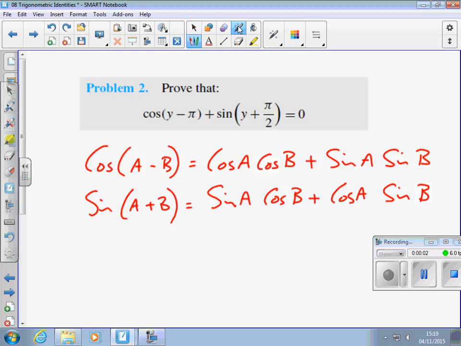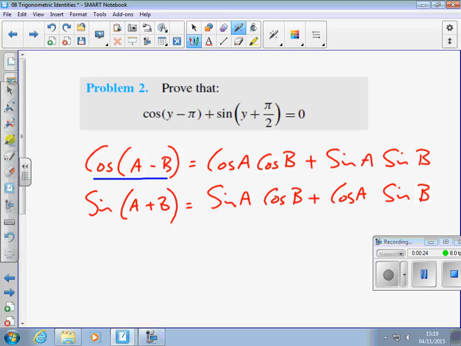So we're going to prove that all of this equals 0. You focus on the left-hand side and hope that eventually it comes out to be 0, and then we prove that this is true. We only focus on one side, and obviously in this case it's going to be the left-hand side. And we're going to use these two identities.